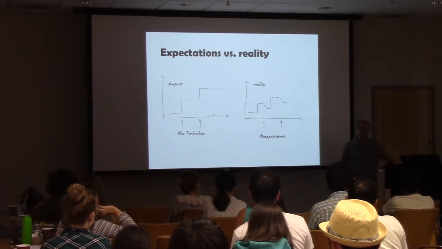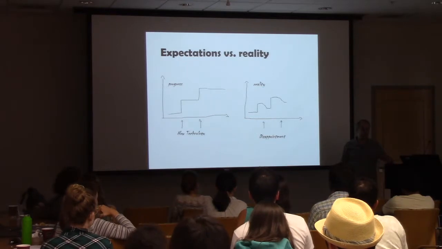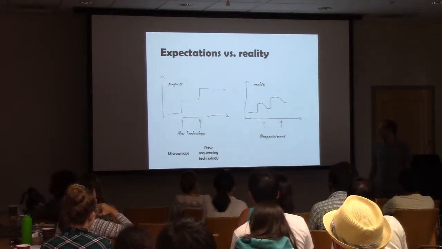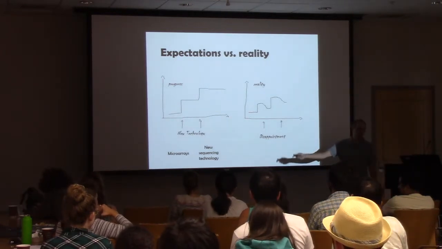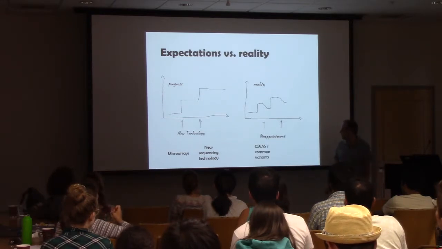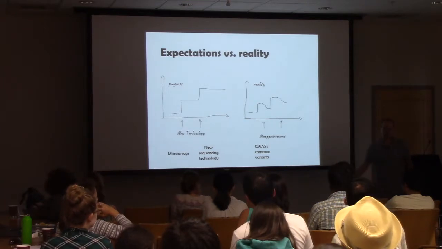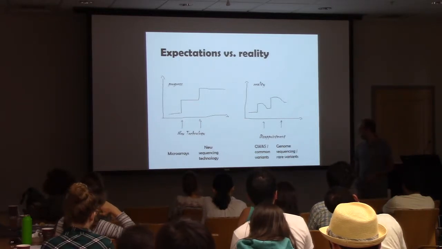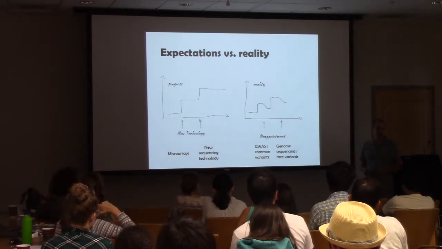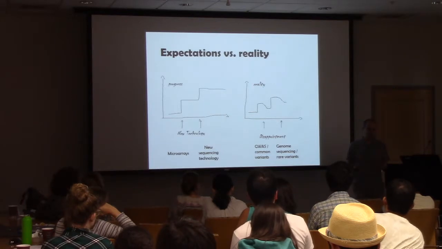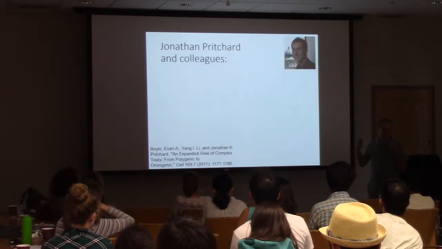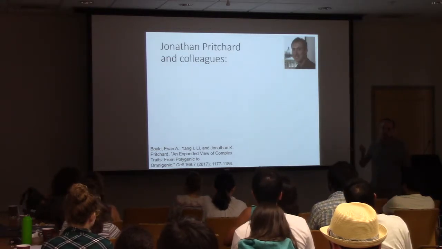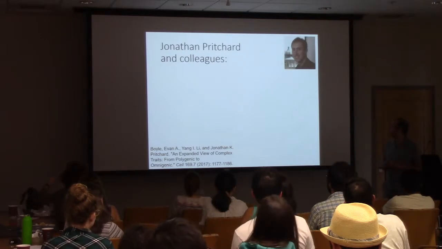I just want to give you one example of this disappointment that was published in Cell just now. This is an example of new technologies like microarrays and then new sequencing technology, and the GWAS, looking at common variation, thinking that this will solve all the problems with understanding the genetics of complex traits. Then the genome sequencing technologies and looking at rare variants. And as I said, I want to show you an example of disappointment. This is a paper that had a lot of reactions from human geneticists, from Jonathan Pritchard's lab, published just now in Cell.